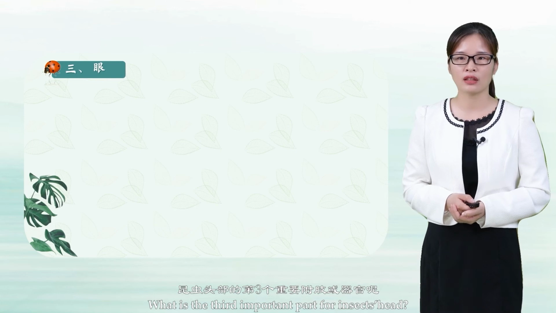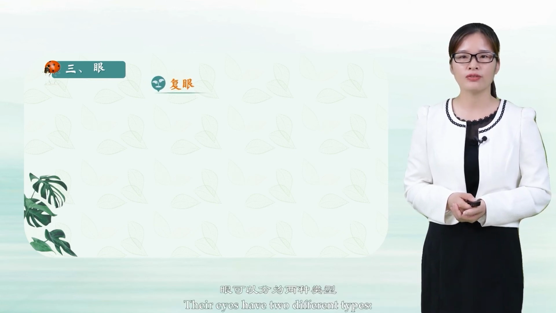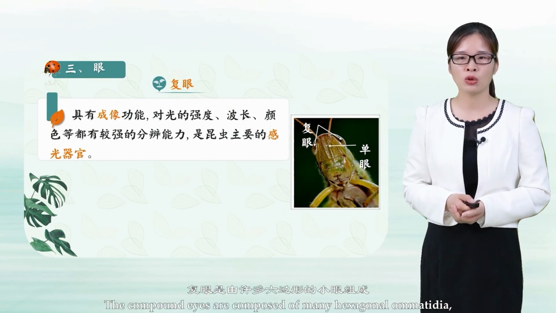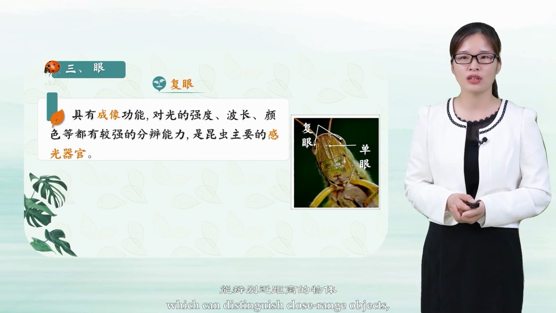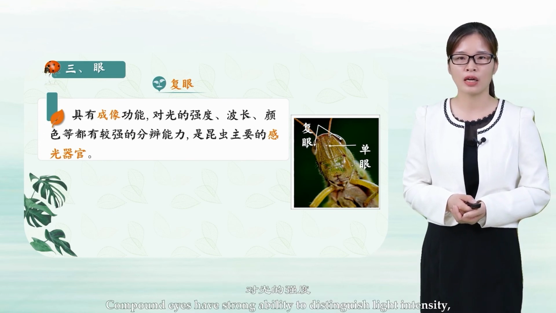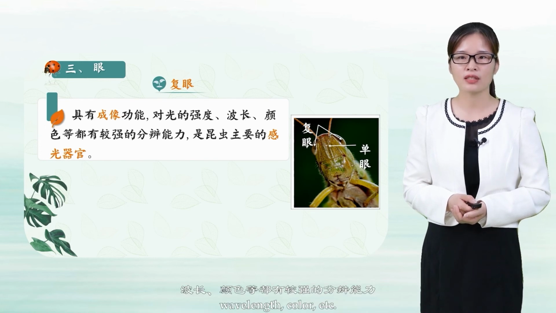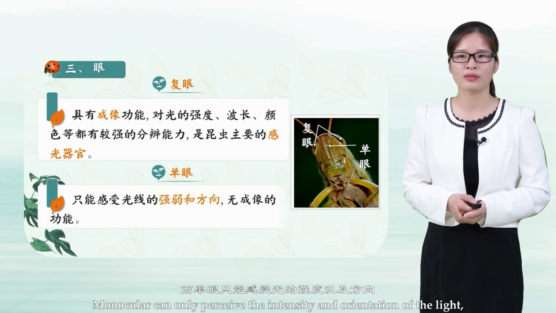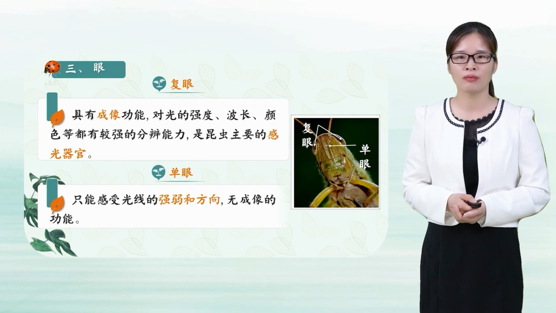What is the third important part of the insect's head? It is their eyes. Their eyes have two different types, monocular and compound eyes. The compound eyes are composed of many hexagonal ommatidia, which can distinguish close-range objects, especially moving objects, and have the function of imaging. Compound eyes have strong ability to distinguish light intensity, wavelength, color, etc. Monocular eyes can only perceive the intensity and orientation of the light, and have no imaging function.